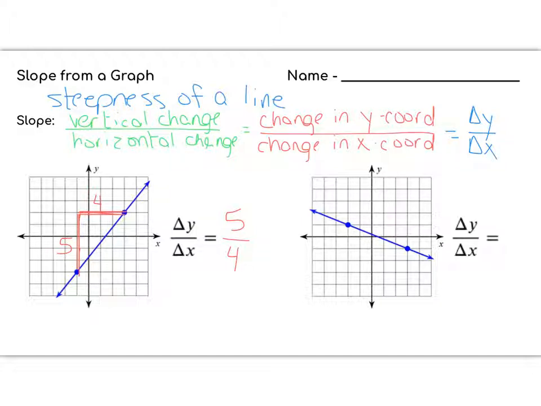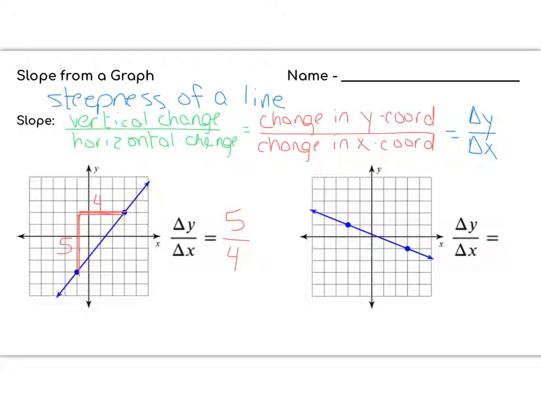You always want to leave slope as an improper fraction. Do not change it to a mixed number, okay? It's okay to be improper. Now, the other thing you want to make sure you check, what kind of slope does this line have? This line has positive slope, so my answer is positive 5/4, okay? So let's look at the next one.